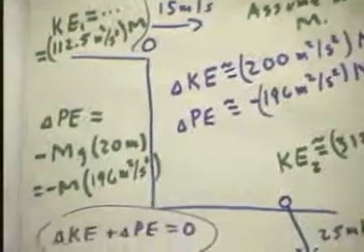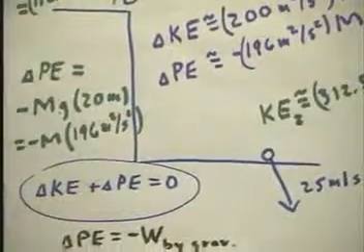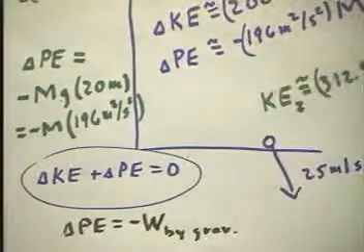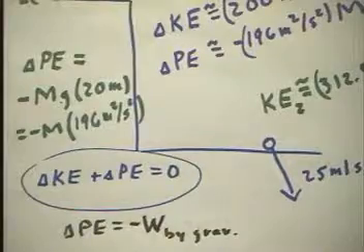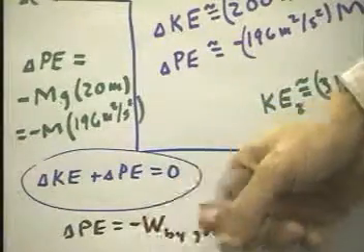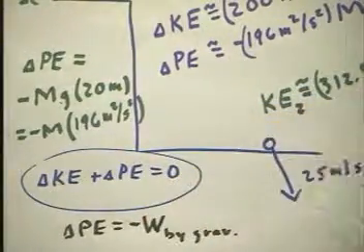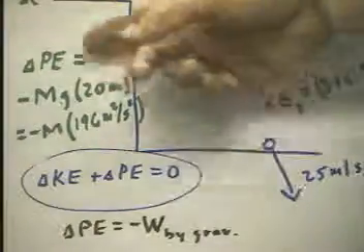And of course, as we've seen before, that tells us that the change in kinetic plus the change in potential equals 0. We can see that right here. They're equal and opposite. And the change in potential energy is, of course, the negative of the work done by gravity, as we saw here.